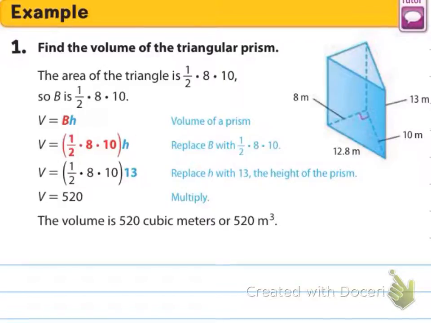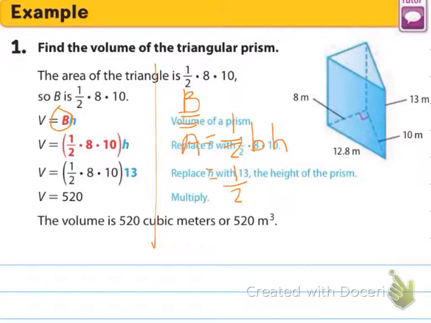So number 1 says find the volume of the triangular prism. And so the first thing we do is attack the B. And I always like to do that split screen. What's B going to be? Well, the area of this base is a triangle area, which is 1/2 times base times height. So we look for our triangle, and look, they've given us 3 numbers. They've told us 8, 10, and 12.8. And so it's important that we know which numbers to use because we only need 2 of those numbers.